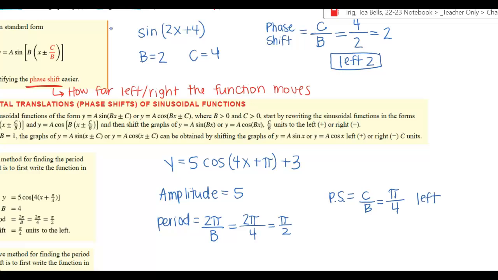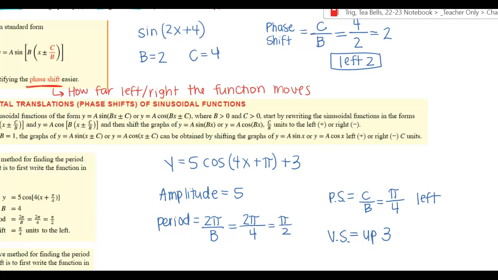And last but not least, we have this plus 3 on the outside. Anything being added or subtracted to our function, in the front or the back, is going to be a vertical shift. It tells us how to move up or down. Since it's positive, this is going to go up 3. So even without graphing the function, if we just have the function, we can assume all of these different transformations are going to happen.